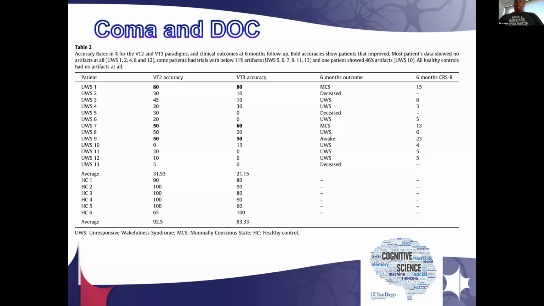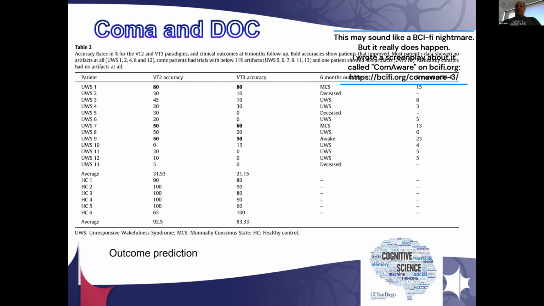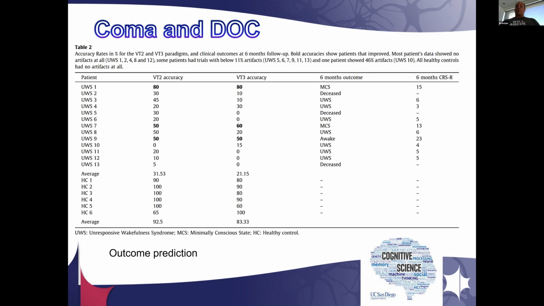This is a newer result. We just came out with this, I think 2018. So our first work with this was 2017. And we were looking at outcome prediction. That is, based on the results of a P300 assessment, can you determine whether someone will change later on?